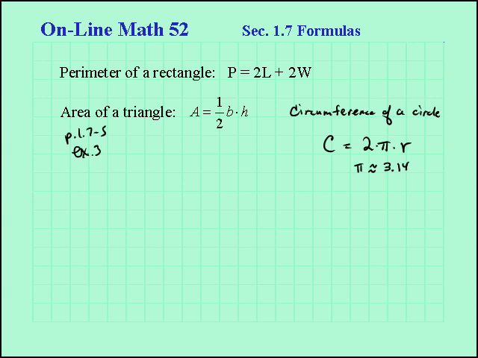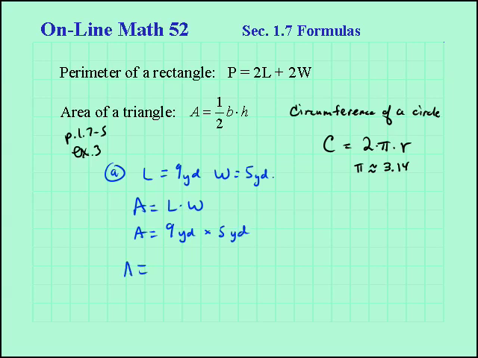So for example 3, A is just the area of a rectangle. So we're told that the length is 9 yards and the width is 5 yards. The area of a rectangle is length times width, and that means the area is 9 yards times 5 yards. And again, 9 times 5 is 45, but yards times yards, that means yards squared, something times itself. And we'll abbreviate it that way.